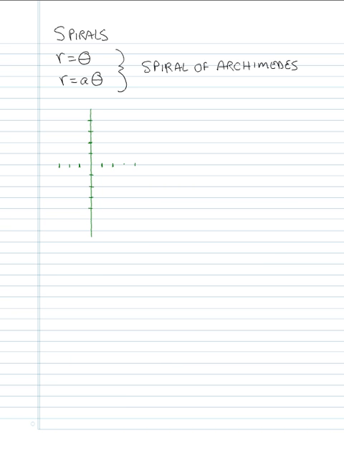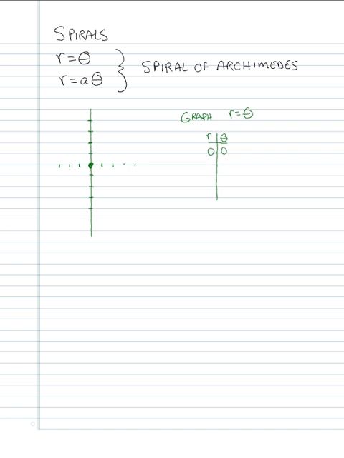I've at least got something written down here, and we want to graph, in this case, r is equal to theta. So we just create a solutions table of polar points, and we might start out with theta being equal to 0. Then r is 0, and so that means we're at the pole.